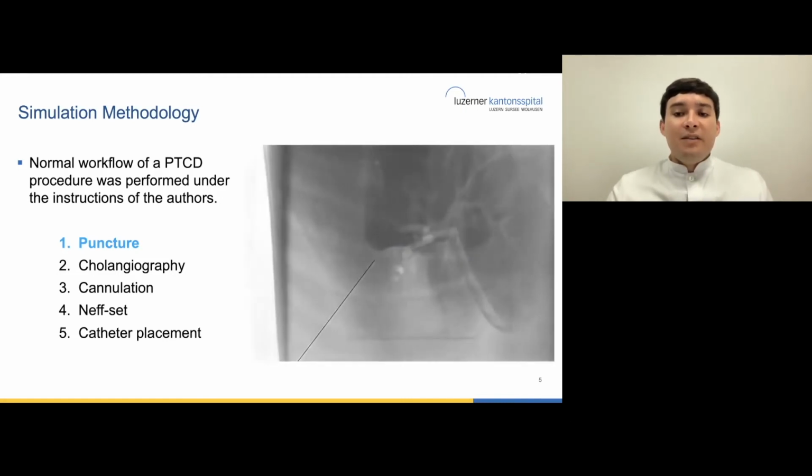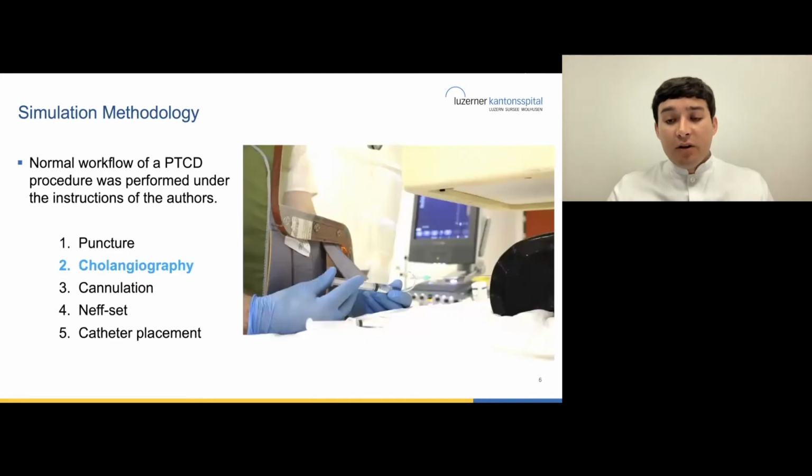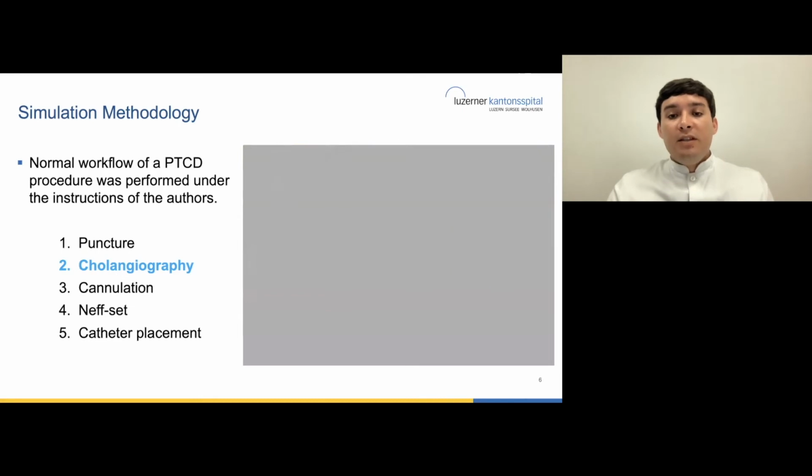You can rotate it laterally or cranially. Also, they were asked to wait for loss of resistance. If this happened, then they were asked to do a cholangiography. The cholangiography was made with contrast media as usual. Here in this video, you can see the diffusion of contrast inside of the biliary tree, showing the typical anatomical appearance.